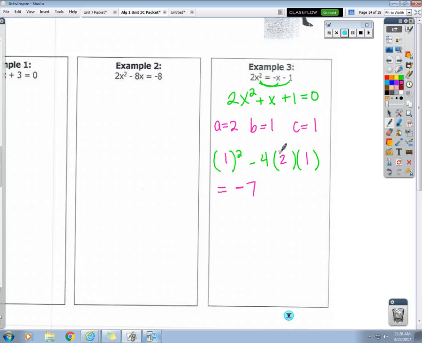Shh, pay attention. So let's see what's going to happen with a negative discriminant.